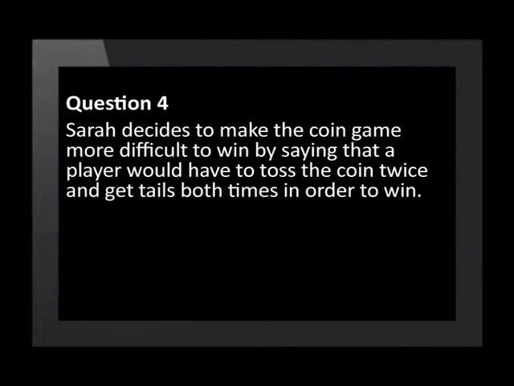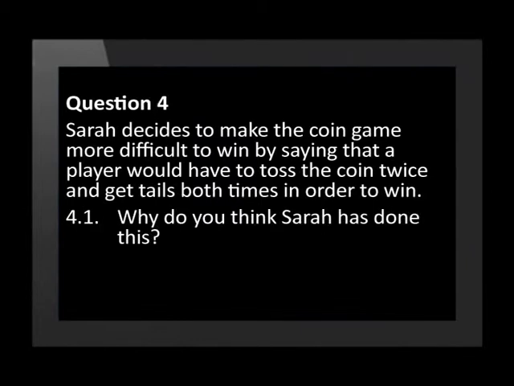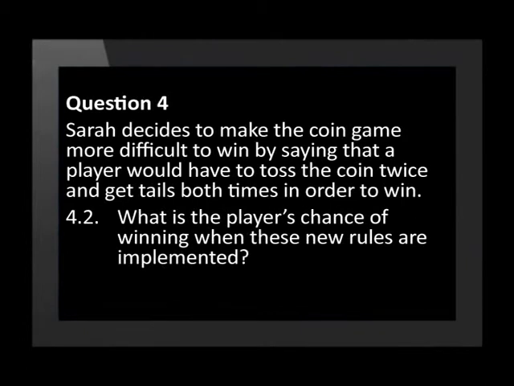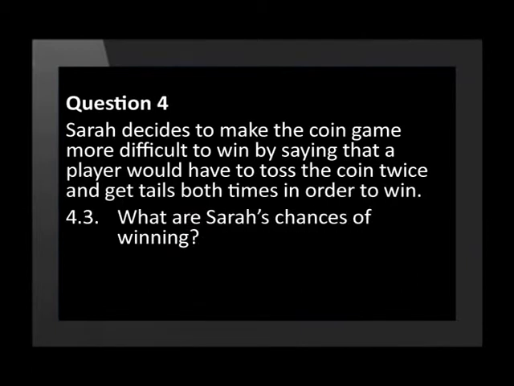Question 4. Sarah decides to make the coin game more difficult to win by saying that a player would have to toss the coin twice and get tails both times in order to win. Why do you think Sarah has done this? What is the player's chance of winning when these new rules are implemented? What are Sarah's chances of winning?